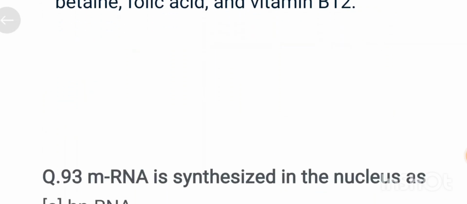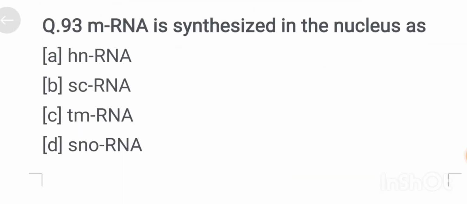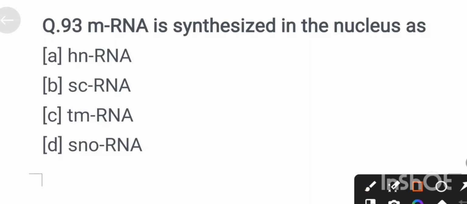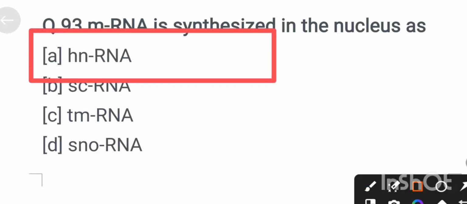Next question. mRNA is synthesized in the nucleus as option A hnRNA, option B scRNA, option C tmRNA, option D snRNA. Correct answer is option A, hnRNA. mRNA is synthesized in the nucleus as heterogeneous nuclear RNA.